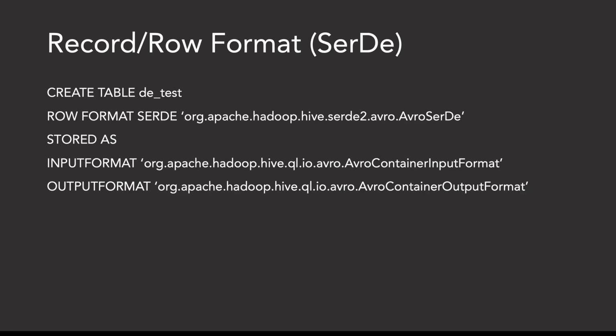Now, if you have to, I have given an example using Avro. So this is how you will implement a custom SerDe. We have this create table statement, and the name of the table is d_underscore test. In the row format SerDe, you mention the Avro SerDe, and in stored as, you mention input format and output format. So this is a typical way of implementing a custom SerDe for your Hive table.